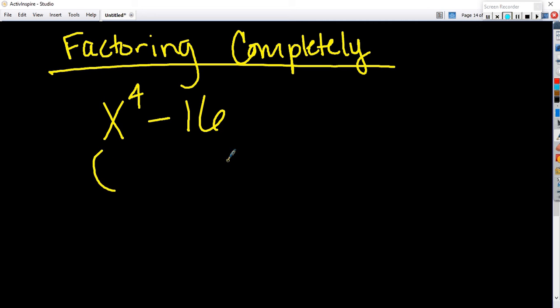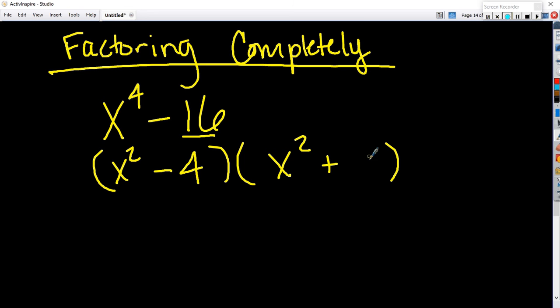I can do 1 plus and 1 minus. What's the square root of x to the 4th? Or what times itself twice gives you x to the 4th? X squared. And what times itself twice gives you 16? 4. So I do 1 plus and 1 minus.